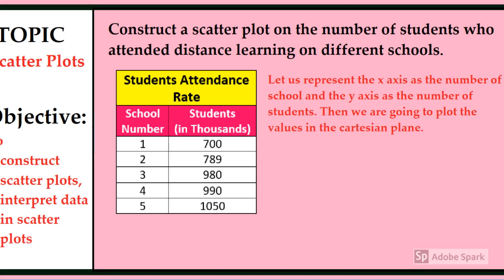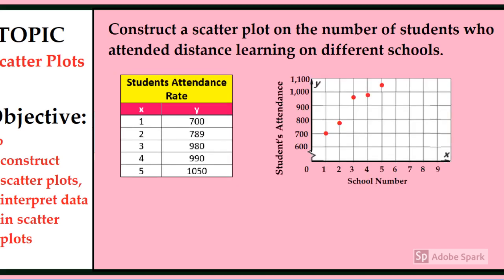We are going to represent the x-axis as the number of schools and the y-axis as the number of students who attended the distance learning. Then, we are going to plot the values on the Cartesian plane.